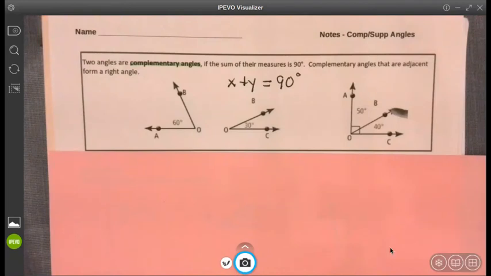Hey there, guys. So today we're going to be talking about notes on complementary and supplementary angles.